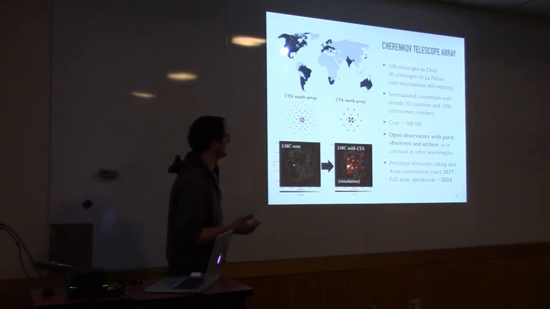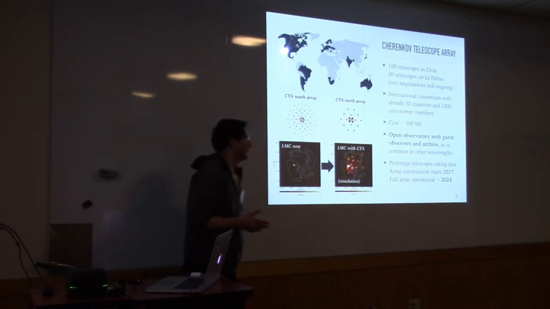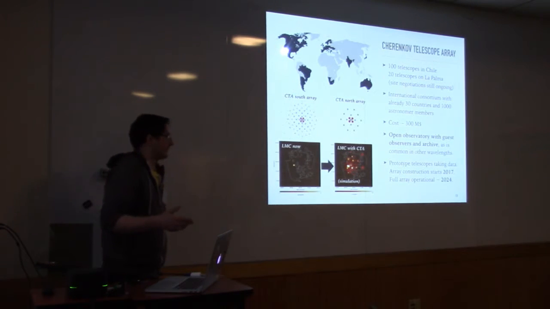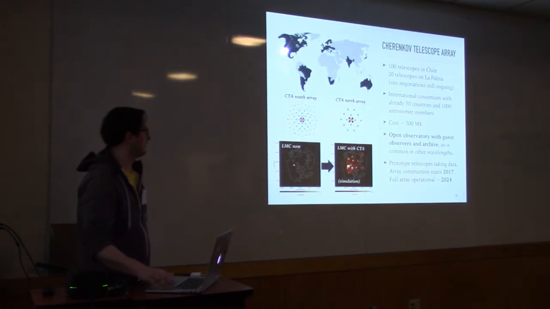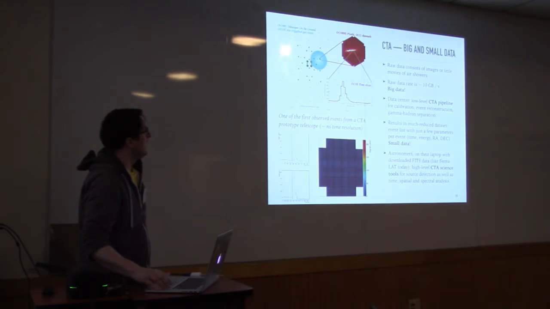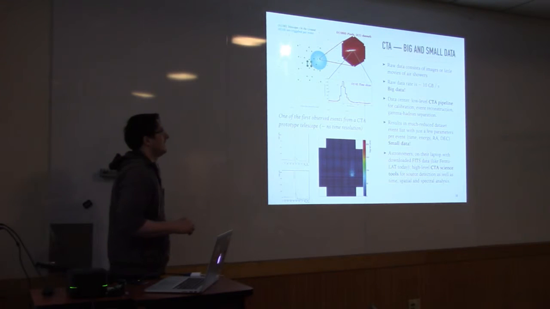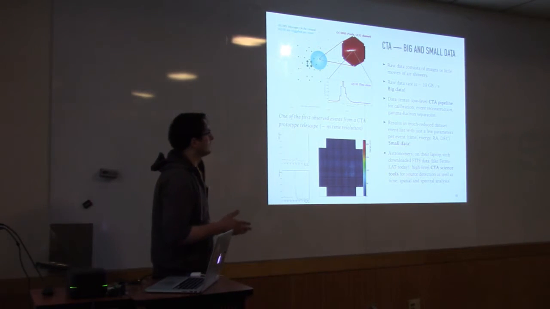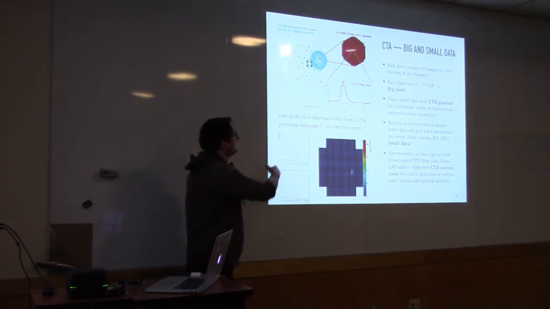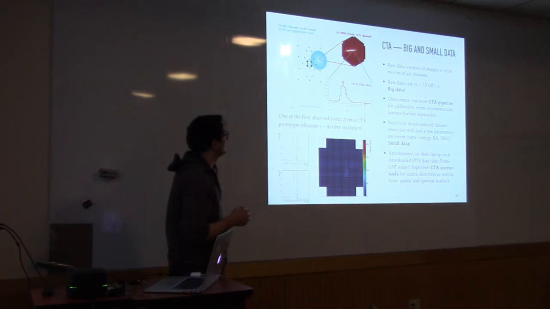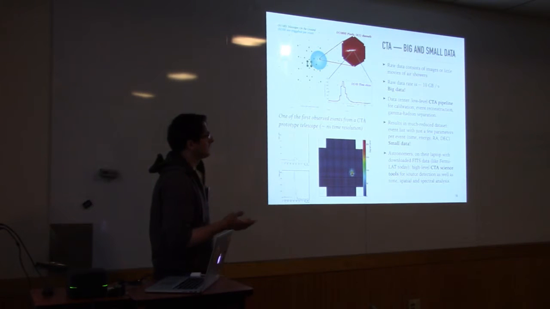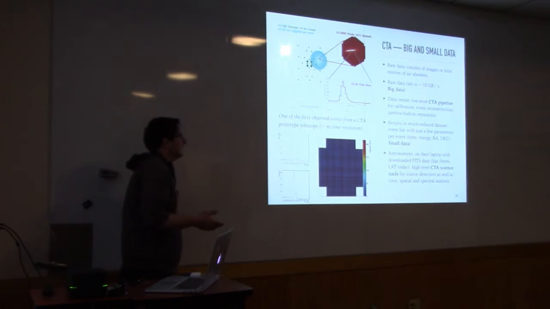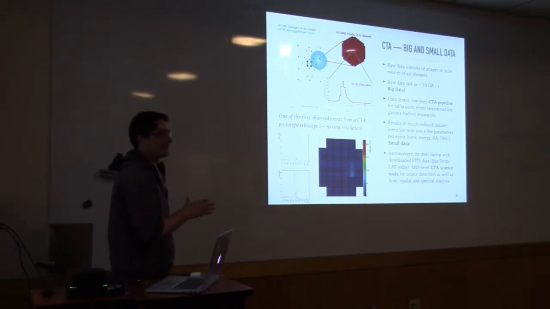The status is that prototype telescopes are taking data. Array construction will start in a year, and then hopefully the full array will be operational by 2024. Now, is this a big or a small data project? I would say both. The raw data consists of images, or little movies, of these air showers I've been talking about before, and the raw data rate is pretty large, like 10 gigabytes per second. So at the low level, it's a big data project.